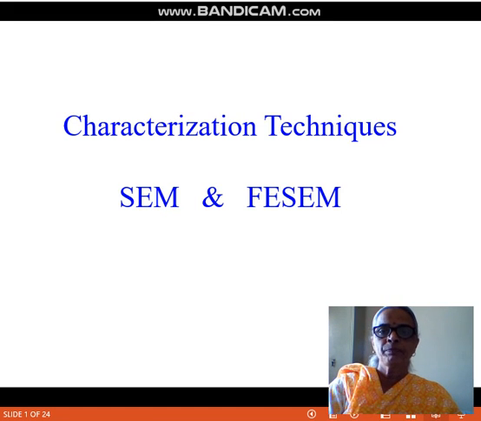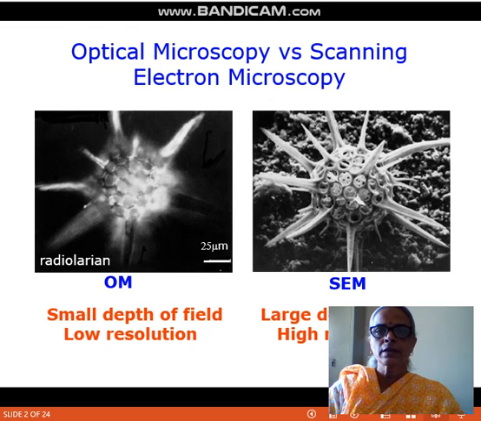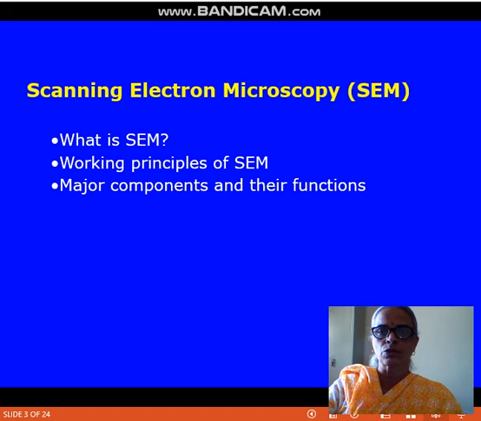Hello everybody. Today I am going to discuss in brief the characterization techniques like SEM and FESEM. Here you can see the two pictures related with the optical microscopy versus scanning electron microscopy. The optical microscopy characterizes the sample at a small depth with low resolution, and the SEM gives you the image with larger depth with high resolution.